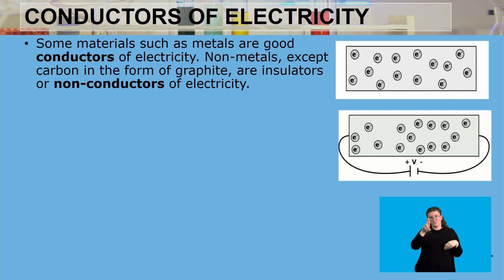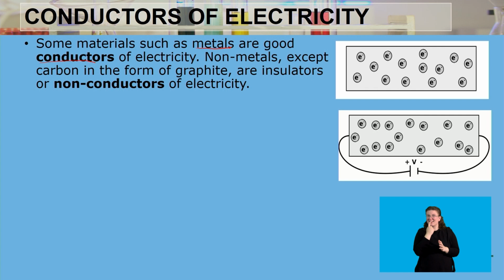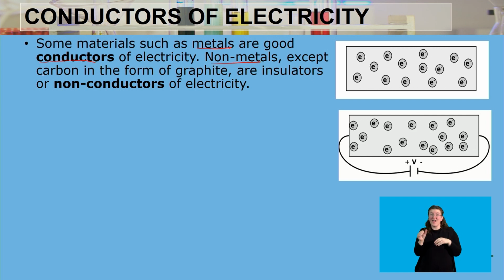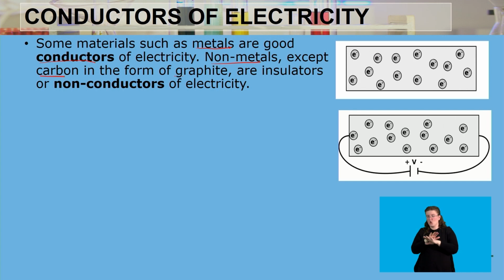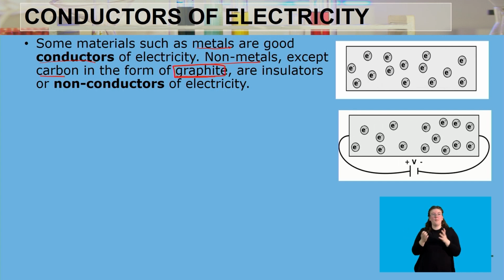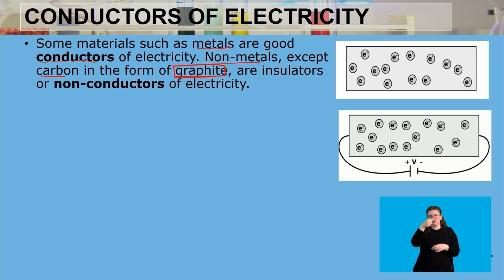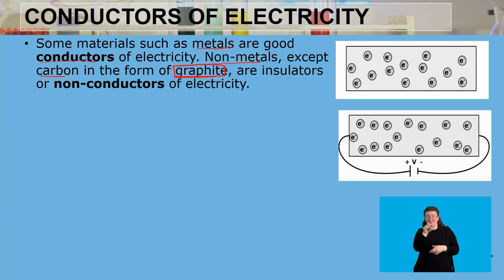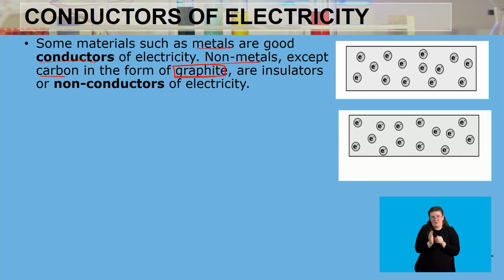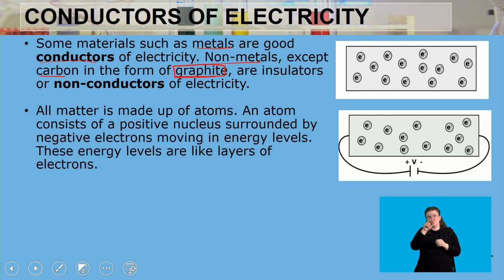know that some materials such as metals are good conductors of electricity, whereas non-metals, except for carbon in the form of graphite, are insulators or non-conductors of electricity. Remember, we're saying that non-metals are insulators except for carbon. However, that carbon must be in the form of graphite for it to be able to conduct electricity.